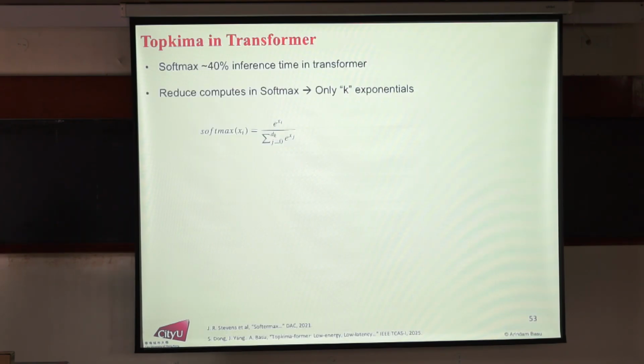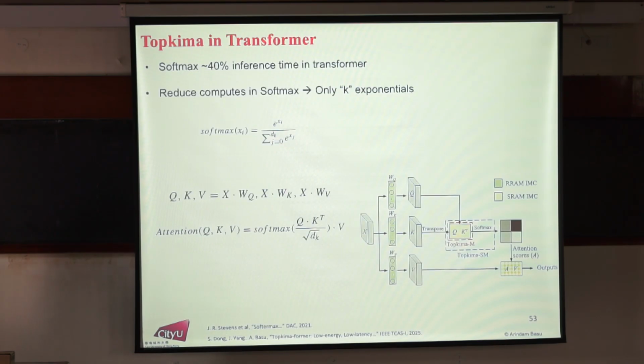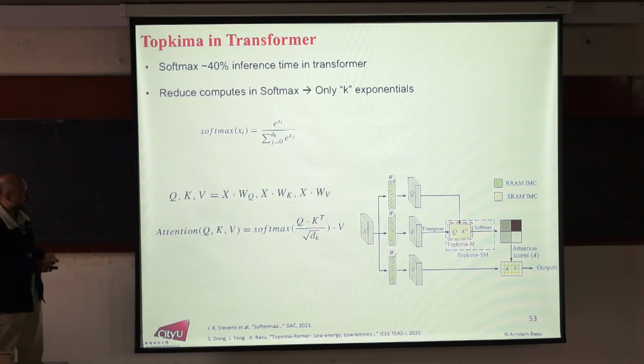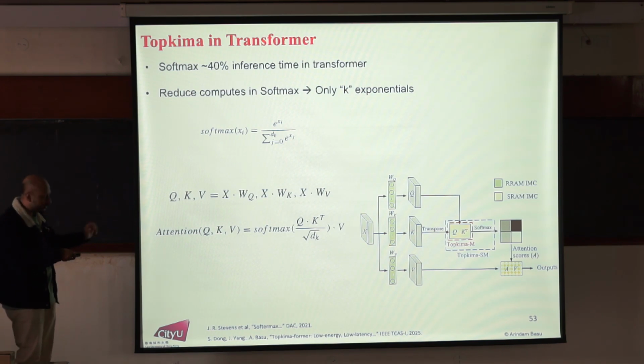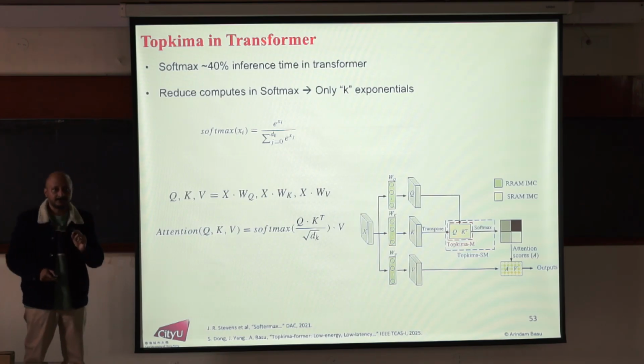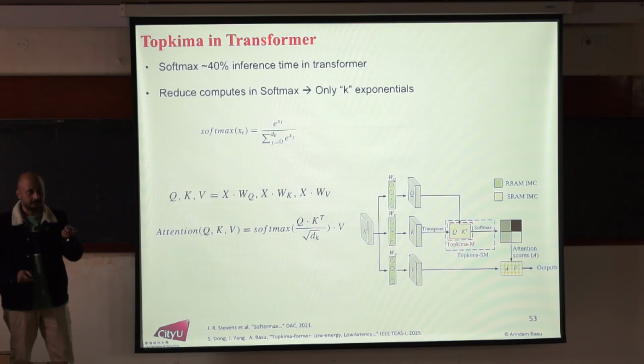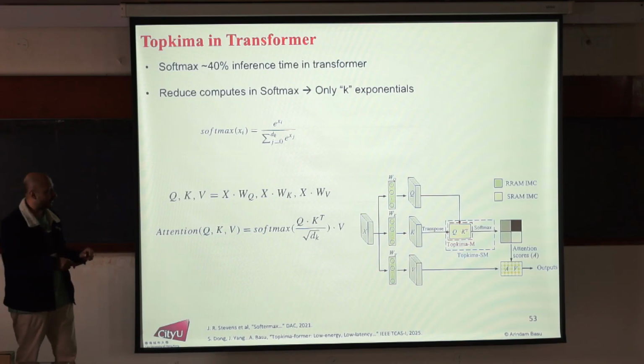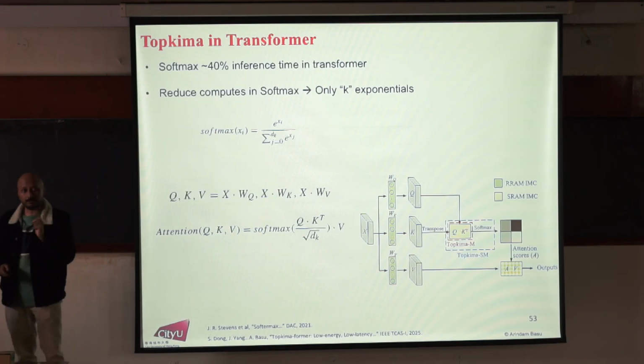So I think this is what we are doing. For softmax, I only calculate k exponentials now. It's your favorite transformer block, self-attention. And where we are doing this is in this q.k transpose part. Why? Because this part you're updating every cycle. So you can't do it using RRAM. You have to use SRAM because you have to write every cycle. So this was an SRAM accelerator using this in-memory winner take all for softmax.